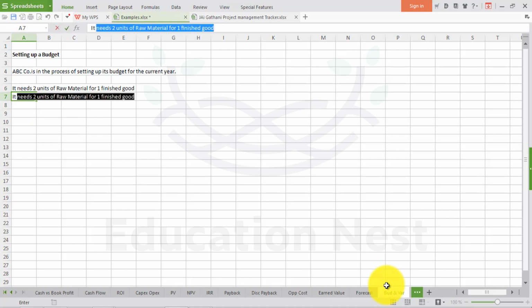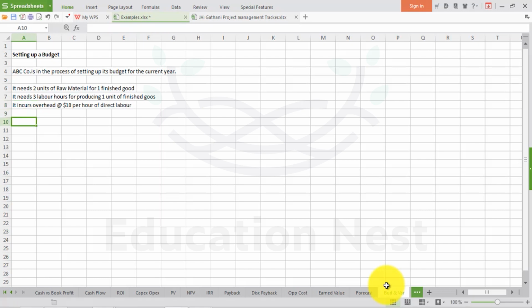It needs, let's say, 3 labor hours for producing 1 unit of the same finished good, and it incurs overhead at the rate of $10 per hour of direct labor. Simple and sweet.